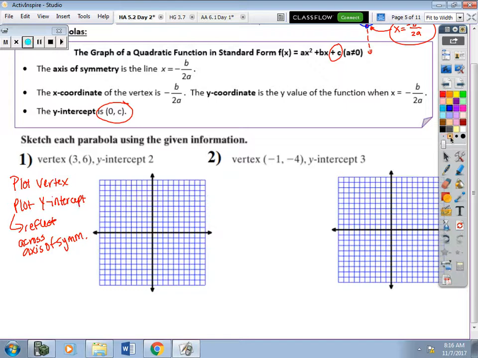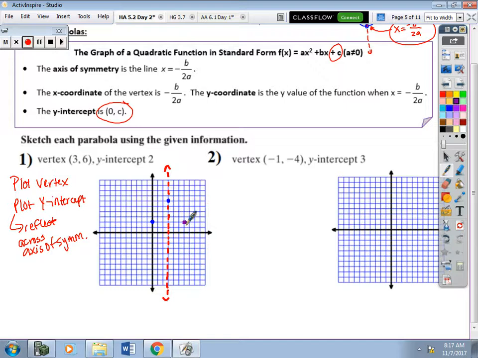So we have 3, 6, and the y-intercept is 2. Again, I'm going to draw in my line of symmetry, which is going to go through the vertex. I usually make it a dashed line so that you realize it's not actually part of the graph. It's just imaginary there to help us out. And then all we have to do is reflect the y-intercept across. This is 3 spaces away, so we go another 3 spaces away on the other side.